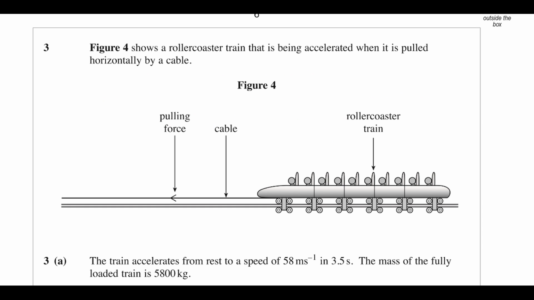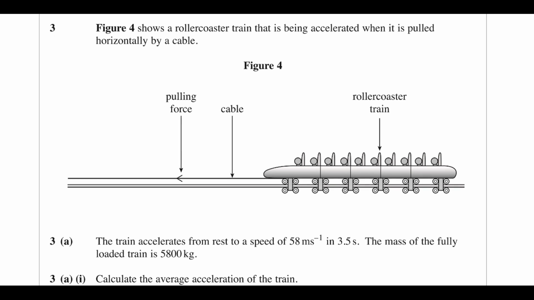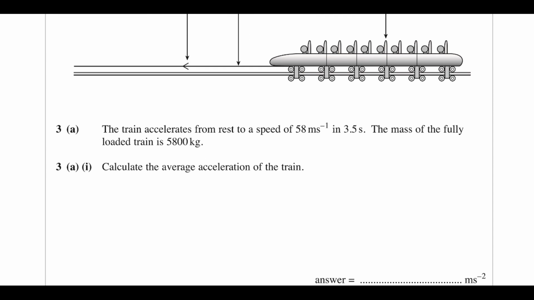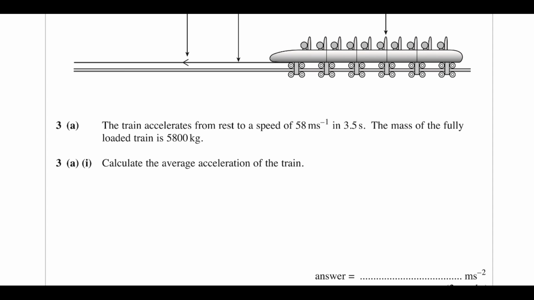All right, so we've got some more motion type stuff going on. So we've got a roller coaster being accelerated by a cable. It goes from 0 to 58 in 3.5 seconds. We've got its mass. Calculate its acceleration. So again, we're going to use some suvat here. So here's what we've got.